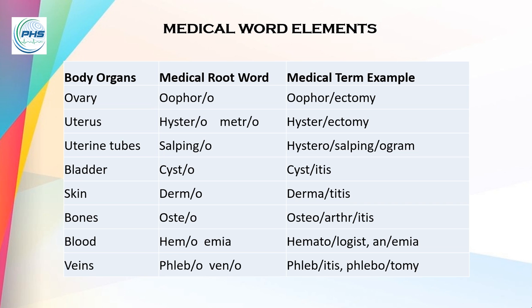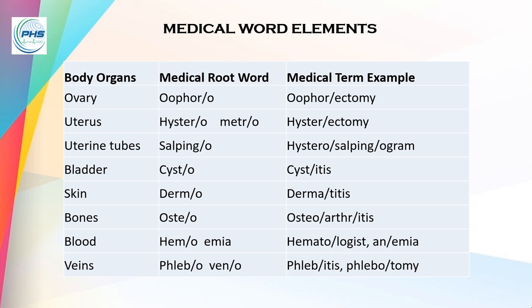Next, uterus. The medical root word is hyster. The term example we can look at is hysterectomy. A hysterectomy is an operation to remove a woman's uterus. A woman may have a hysterectomy for different reasons, including uterine fibroids that cause pain, bleeding, and or other problems.